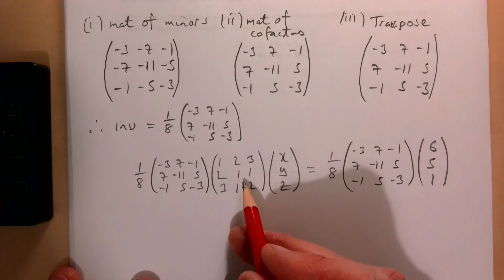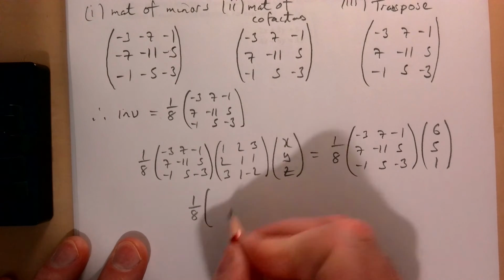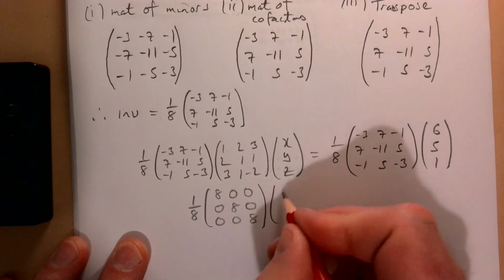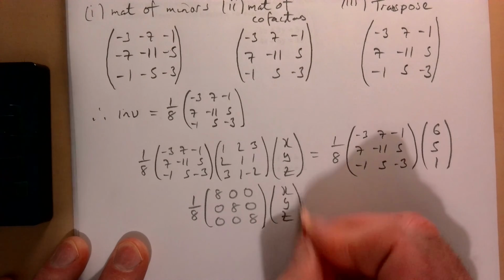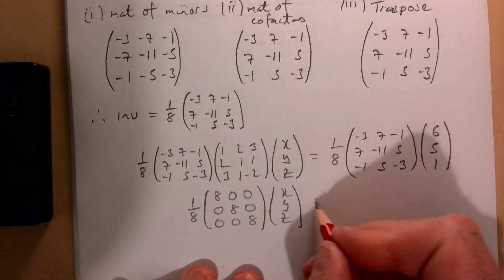Multiply this by this, you will of course get an 8th upon 8, 0, 0, 0, 8, 0, 0, 0, 8. I would recommend you check it to make sure I'm right. Divided by 8 then gives me my unit matrix, so I'm just really left with x, y, z on this side.